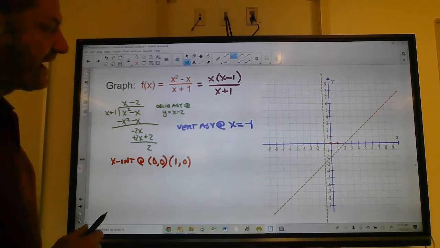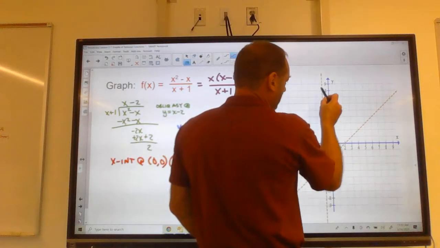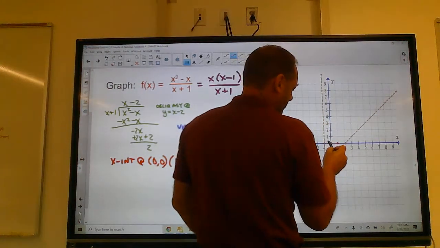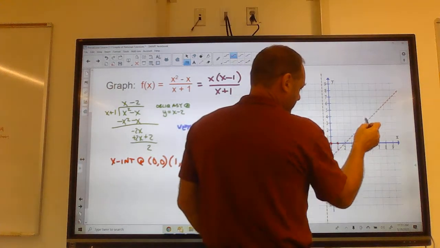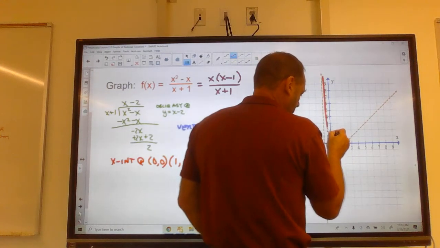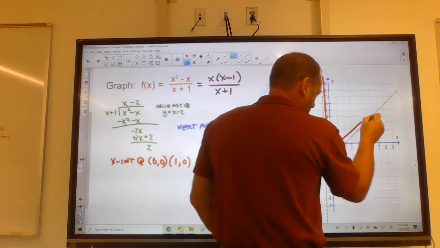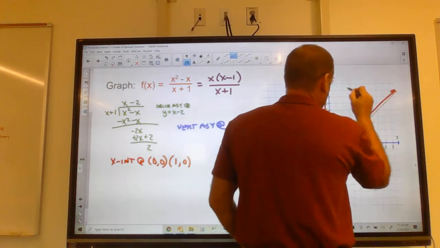Now I know what this graph is going to look like. It's got to go to this asymptote, and it's got to go to this asymptote. So this thing's going to come down here like this. It's going to cross here, it's going to cross here, and it's going to approach that asymptote right there.